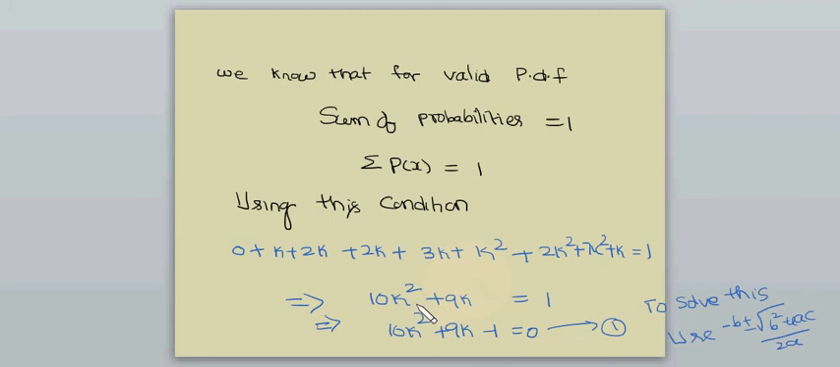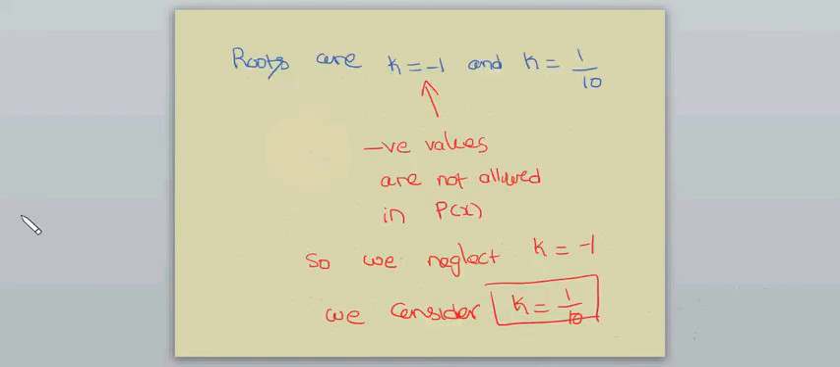Once you do this, simplification gives you 7k square plus k square plus 2k square, which is 10k square, and 9k, with RHS equal to 1. Converting this into a quadratic equation, 10k square plus 9k minus 1 is equal to 0. Now we have to solve this quadratic equation. You can solve it using a scientific calculator or the quadratic formula, minus b plus or minus square root of b square minus 4ac by 2a. We'll get the roots as minus 1 and 1 by 10.